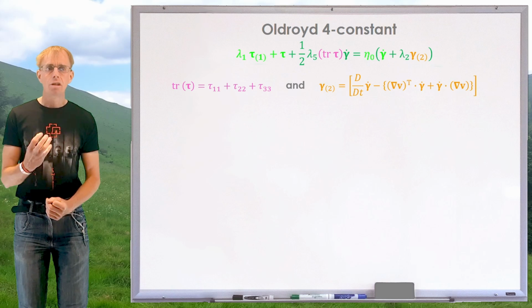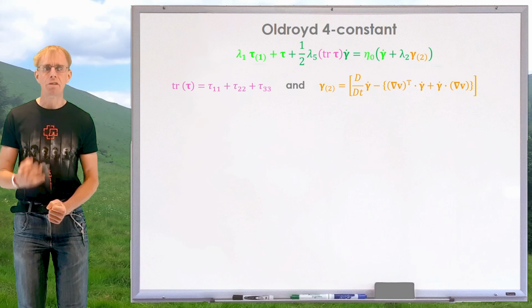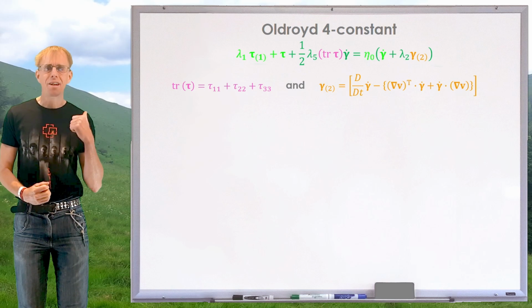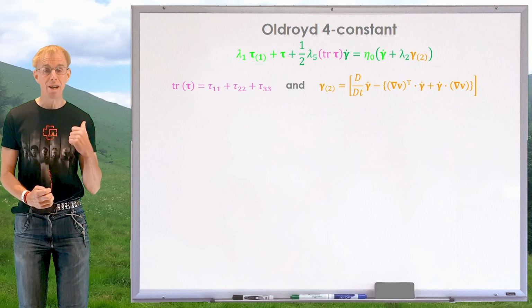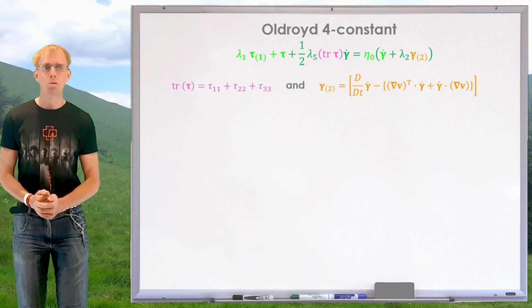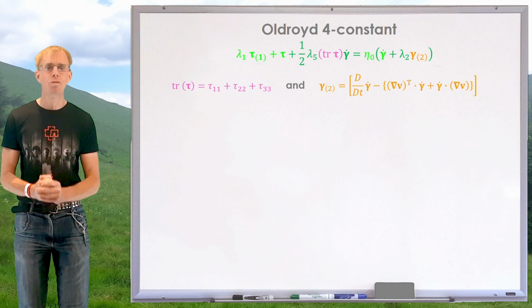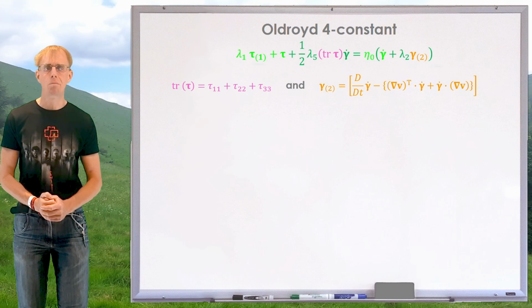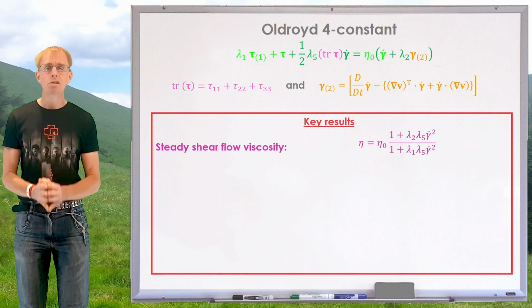Now, the trace of a tensor is simply the sum of the diagonal components. So trace of tau is tau 1, 1 plus tau 2, 2 plus tau 3, 3. The second upper convected derivative of strain I've put there on the board for you and can be written in terms of the rate of strain. And that is where the nonlinearity comes from in this particular constitutive model, or one of the places it comes from.